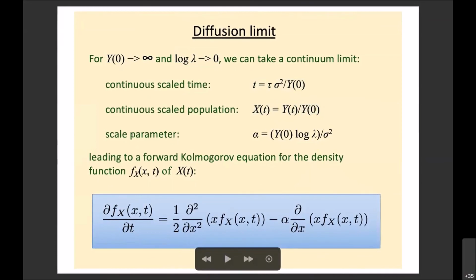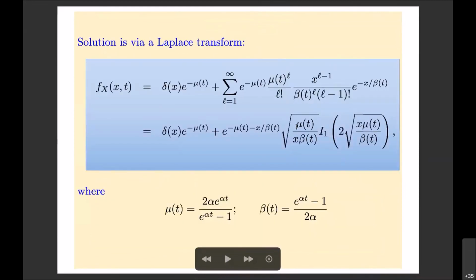It turns out that the 3 parameters in the problem, the initial population size, the expected number of offspring, and the variance of the number of offspring, can all be bundled together into one parameter called alpha. And when you do the diffusion limit, you get a nice forward Kolmogorov equation, a nice partial differential equation for the evolution of the density. And this is what the solution looks like.